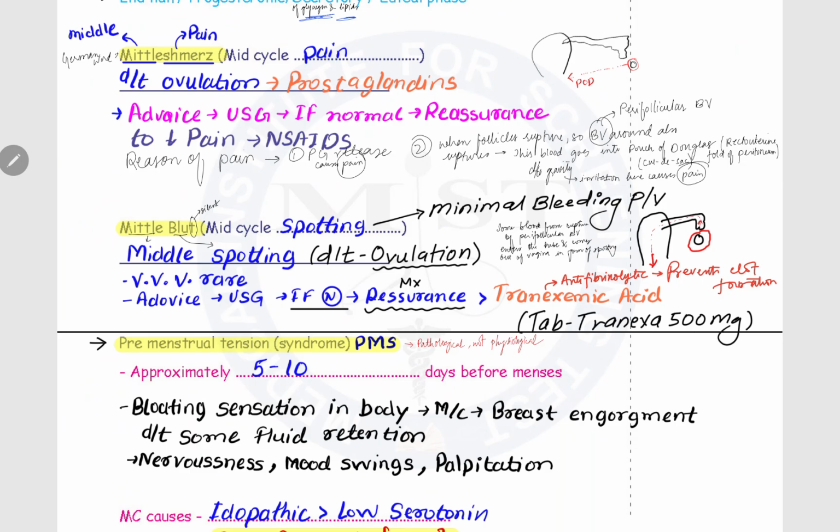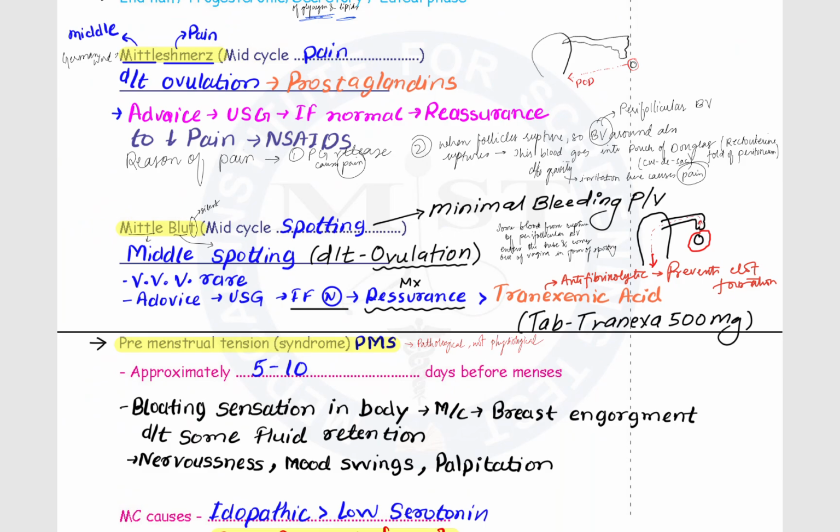Now it's a very rare condition for this to occur. And again, what you'll advise is ultrasound. If it's normal, just reassure the patient. But sometimes the bleeding is too much, then what do you do? You give antifibrinolytic drugs, such as tranexamic acid, which prevents clot formation. It comes as tab Tranexa, 500 mg, you give that to the patient, but it's very rare.